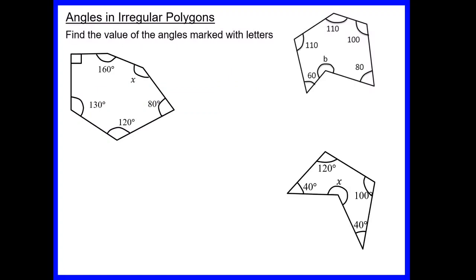All right, so we've got three different irregular polygons there. In the first one you need to find angle x, the second one angle b, and the third one angle x again. Make sure you check how many sides it's got first, find the total interior angles, and then subtract the other angles away to find yours. Pause the video, have a go at that now.